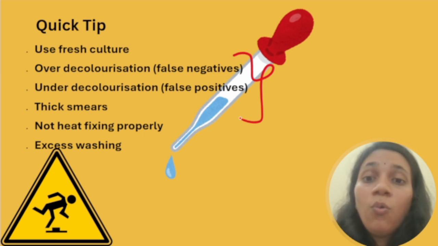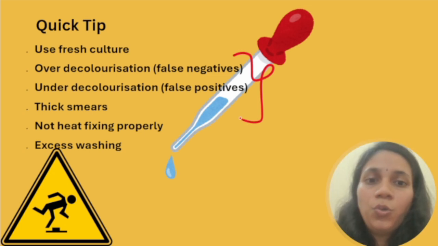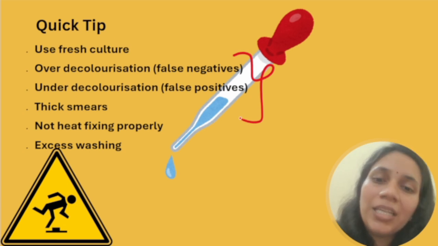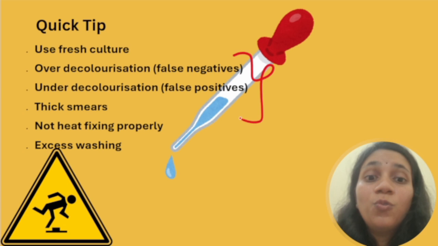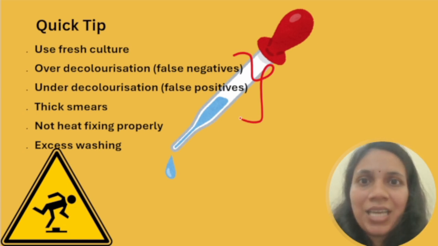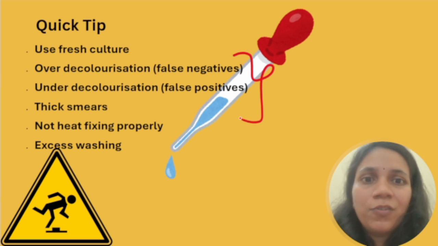So never over decolorize, also never under decolorize. So you have to be very perfect with the timings and how you perform the decolorization step, because if you do anything of this, that is over decolorization or under decolorization, it is going to give you false results, either false negatives or false positives. And most of the time, this is a common mistake most of the students do during the practical exams because they are in a hurry and they end up reporting the wrong things. And usually that's a common discussion after the practical exam.